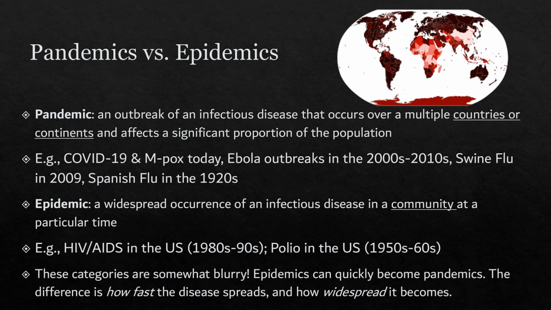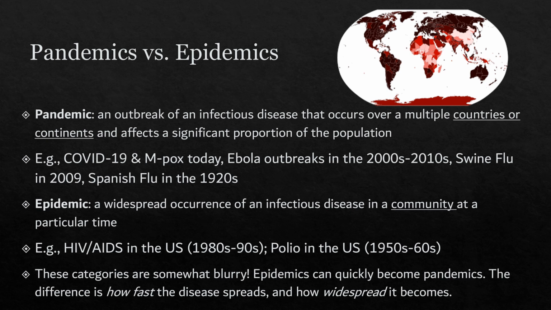the 1920s. An epidemic, on the contrary, is a widespread occurrence of an infectious disease in a community at a particular time. So some examples of epidemics would be HIV and AIDS in the United States in the 1980s, 1990s, as well as polio in the US in the 1950s into the 1960s.